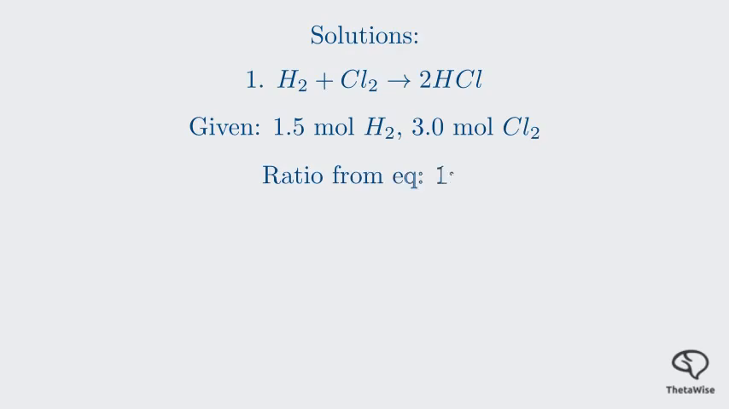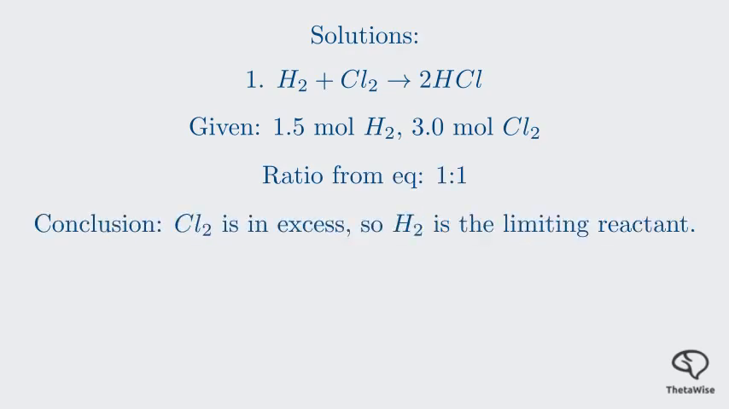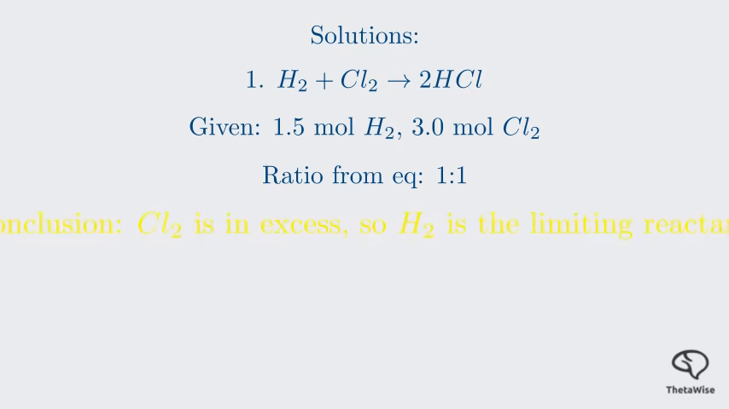Ready for the answers? For question 1, the equation is already balanced. The molar ratio of H2 to Cl2 is 1:1. Since we have 1.5 moles of H2 and 3.0 moles of Cl2, there's clearly too much chlorine. So, hydrogen gas, H2, is the limiting reactant.